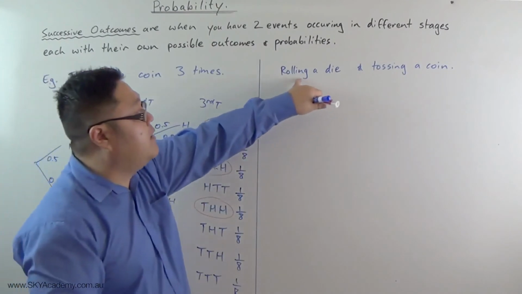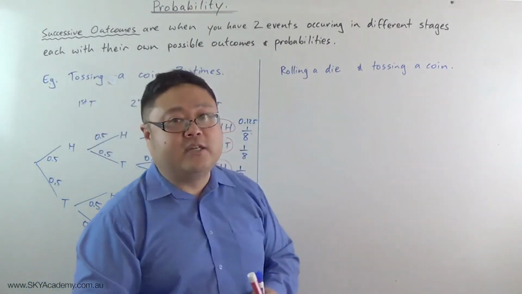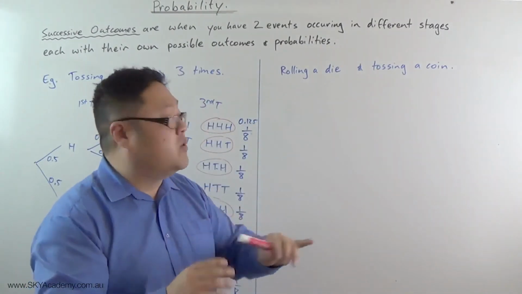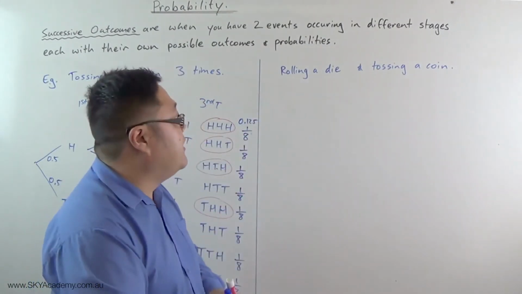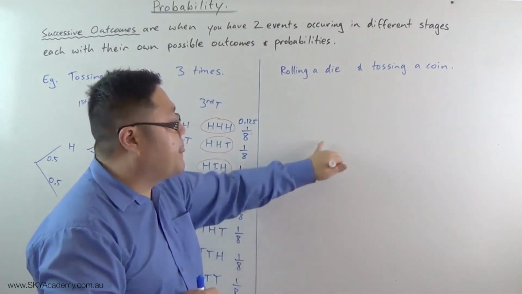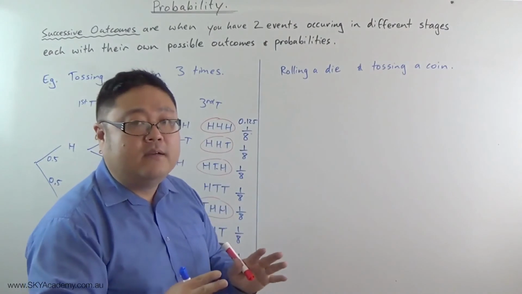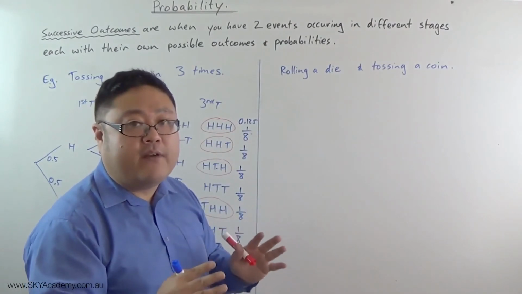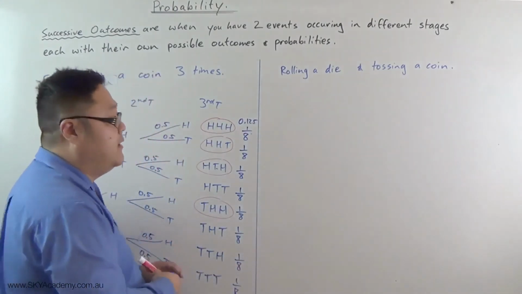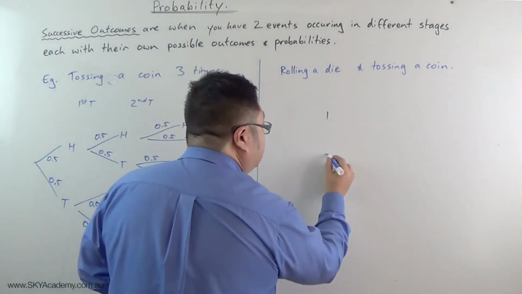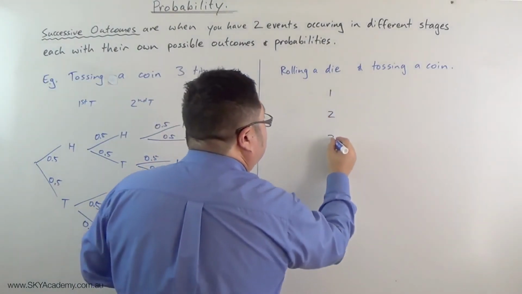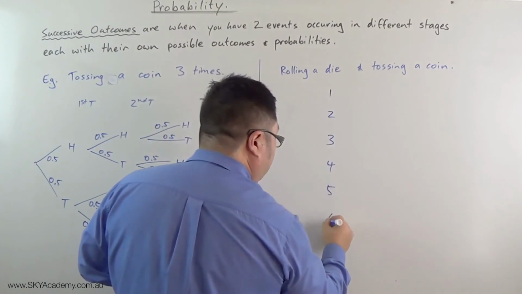Let's have a look at another one, rolling a die and tossing a coin, okay? So if you roll a die, what are die or dice? Okay, it's up to you which one you say, but I like to say rolling a die. So if you roll a die, how many different outcomes or possibilities can you have? You can have 6. You can roll a 1, 2, 3, 4, 5, or 6.